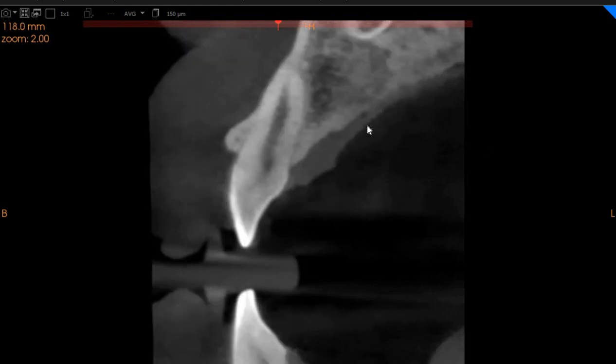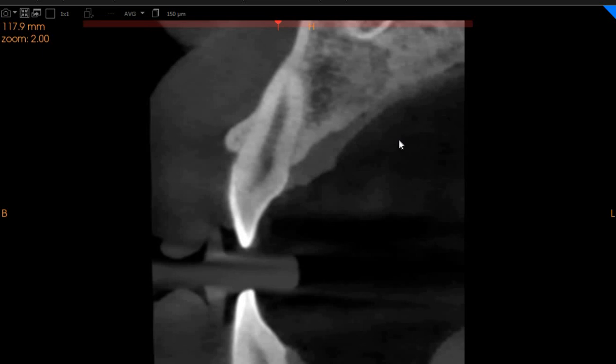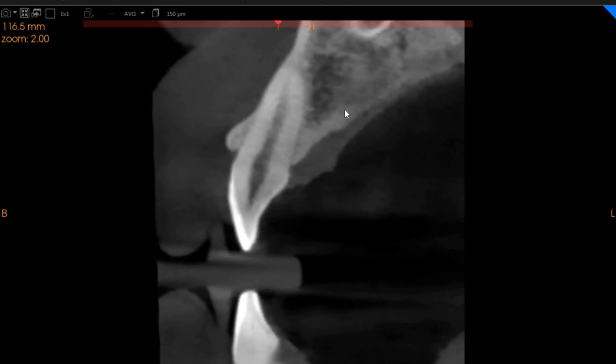The upper left lateral incisor is also an area of interest. We cannot see anything problematic with the upper right lateral incisor. No crack lines can be seen, and no radiolucencies can be observed in this tooth as well.